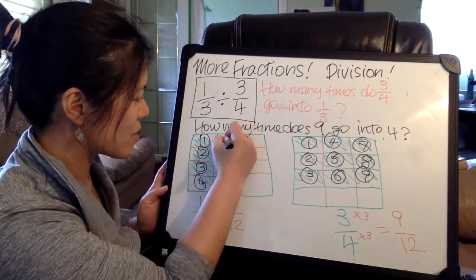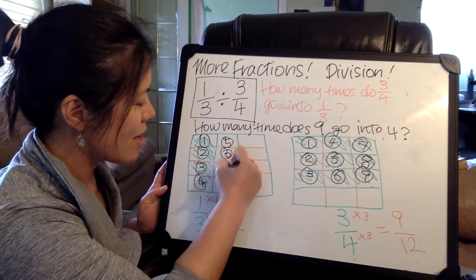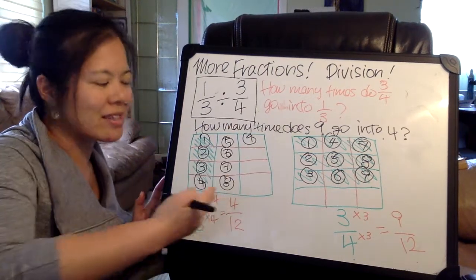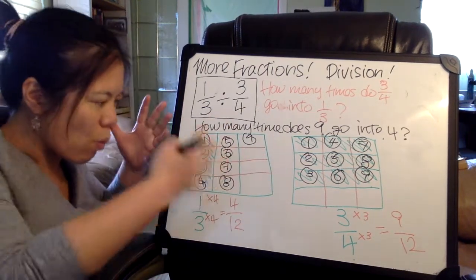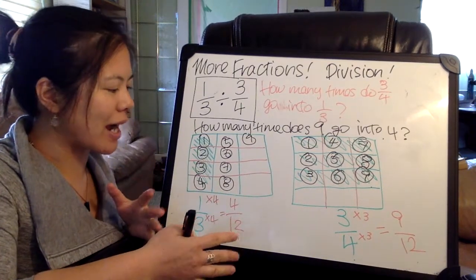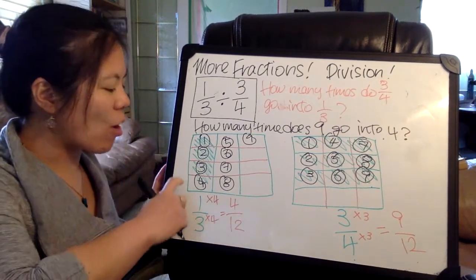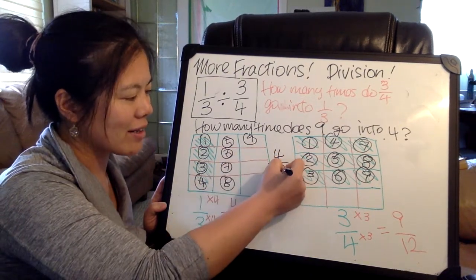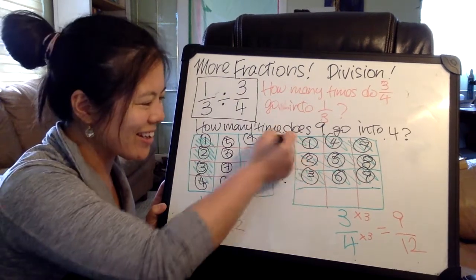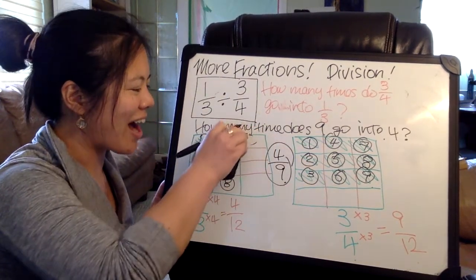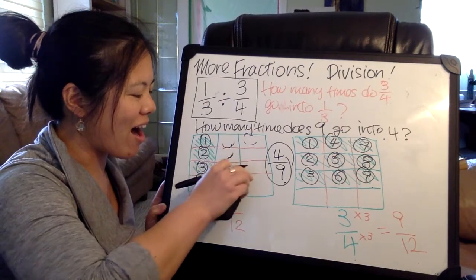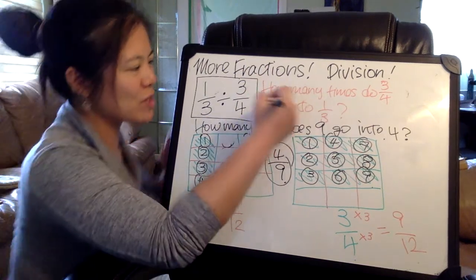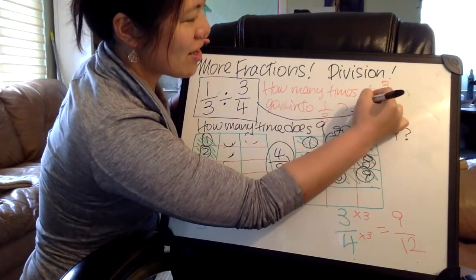Unless I have 5, 6, 7, 8, and 9, unless I have that many units colored in, I don't have the whole. I don't have a whole. I don't have 9 out of 9. So I only have 4 out of 9. That's actually our answer, because I don't have 9. I only have 4 out of 9, which is smaller than 1.